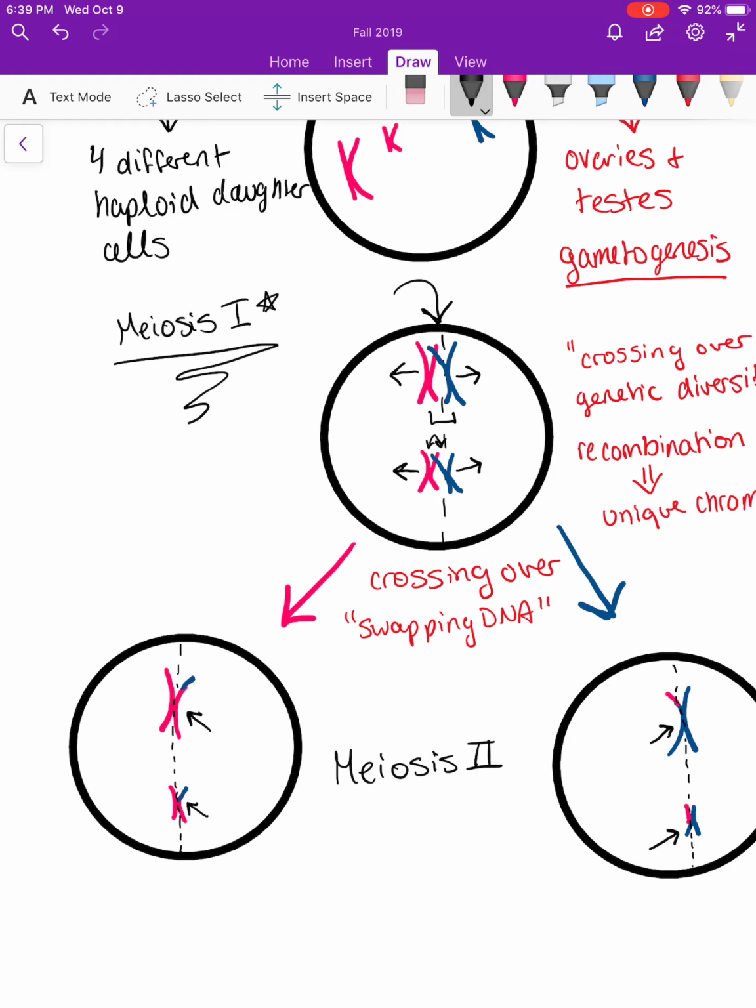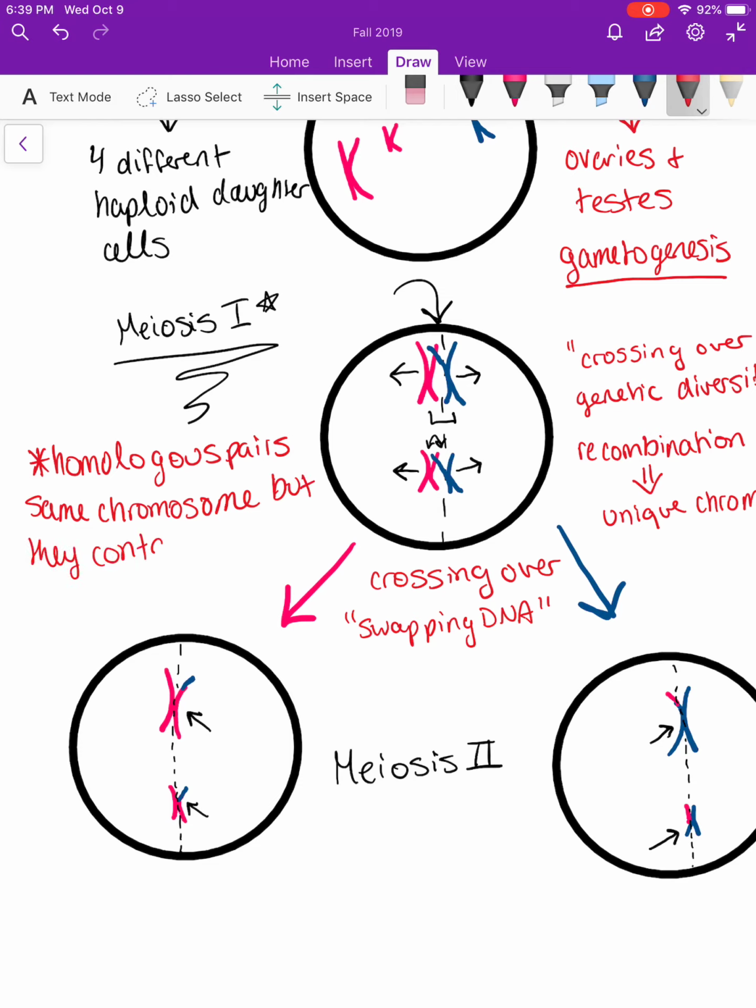And just to clarify the word homologous pairs, the easiest way to compare this is to shoes. So you have a pair of shoes, right? Your left and your right shoe are slightly different, right? But they are, for the most part, the same. So homologous pairs are the same chromosome, but they contain different versions of genes. Okay?